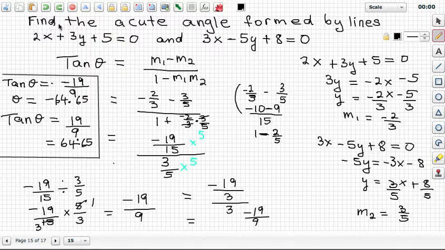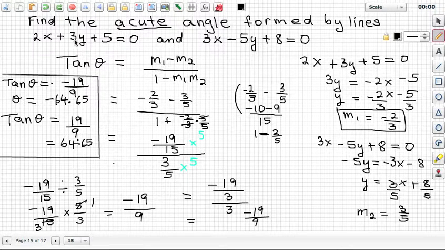Here's another question. Find the acute angle. I want you to notice the word acute here. Find the acute angle formed by the lines 2x plus 3y plus 5 equals 0, and 3x minus 5y plus 8 equals 0. My task is to rearrange both these equations and get the slopes. Let me walk you through these.